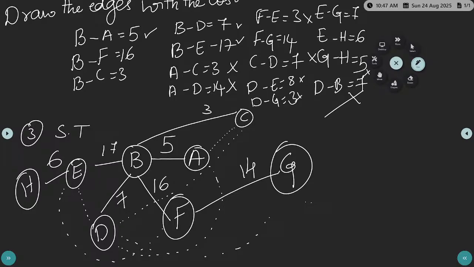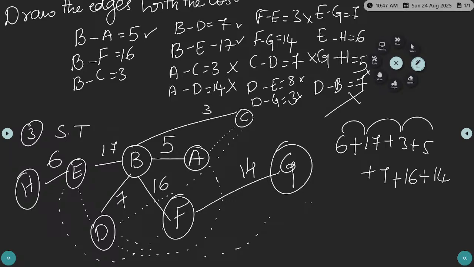Now find the cost of this one. It is 6 plus 17 plus 3 plus 5 plus 7 plus 16 plus 14. So what is the answer? 23, 26, 31, 38, 54, 54 plus 14, 68. The cost for constructing this is 68.